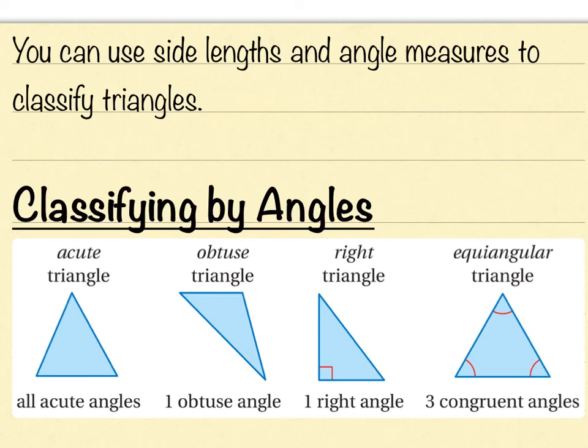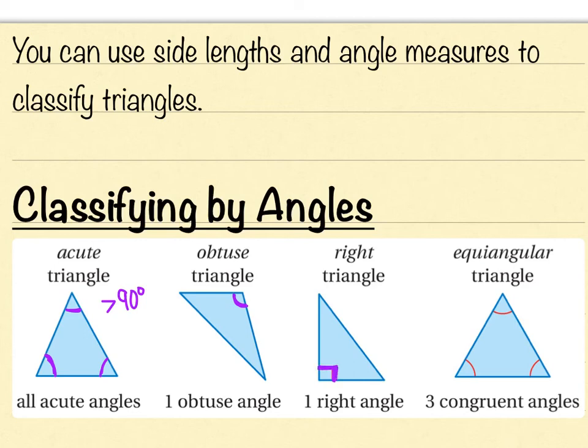So we'll start with an acute triangle. An acute triangle has three acute angles. So all three of these angles are smaller than 90 degrees. Less than 90 degrees is what an acute angle is. So all three angles in that triangle will be less than 90. An obtuse triangle will have one obtuse angle. You can see it's this one right here. Of course, obtuse means more than 90 degrees. And then a right triangle has exactly one right angle, and you can see it right here.